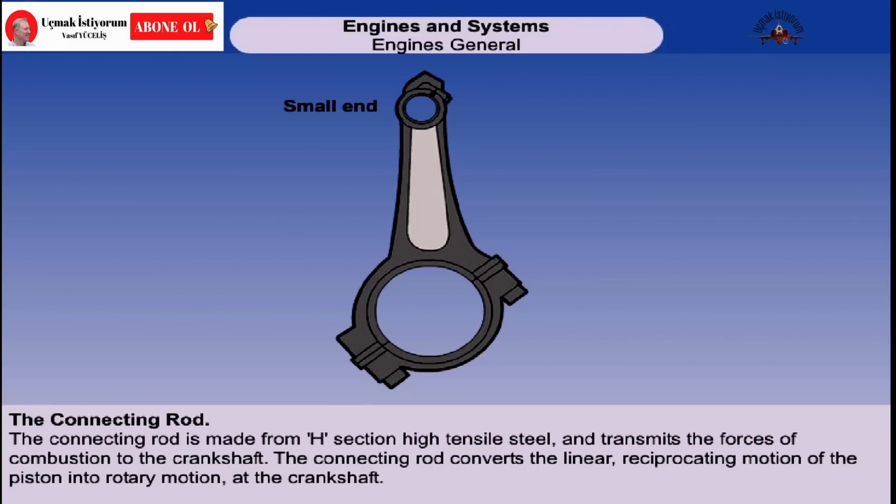The connecting rod is joined to the piston by a gudgeon pin, which fits through the small end of the rod, and is joined to the crankshaft by a large circular bearing at its big end.